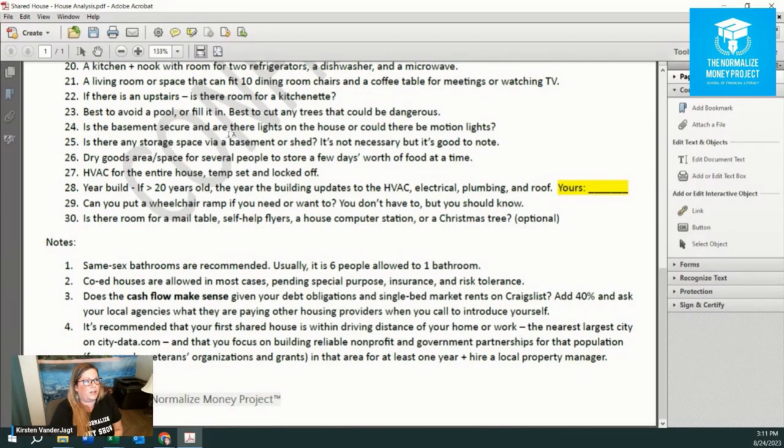Is the basement secure, and are there lights on the house or could there be motion lights? So this is just saying, when somebody needs to exit, when you evict somebody from a house, they might come back. And that just goes for any type of investment property.